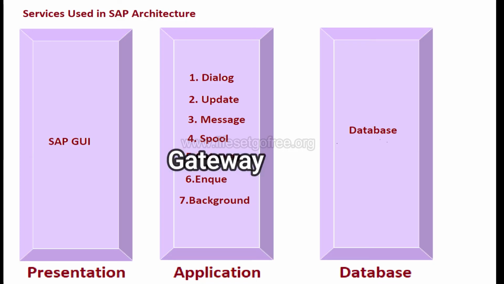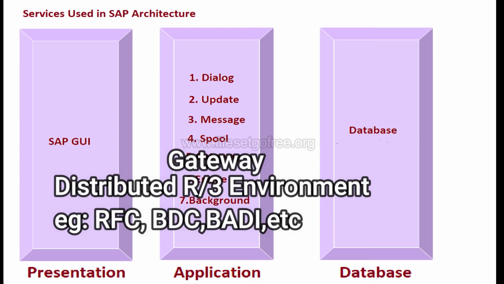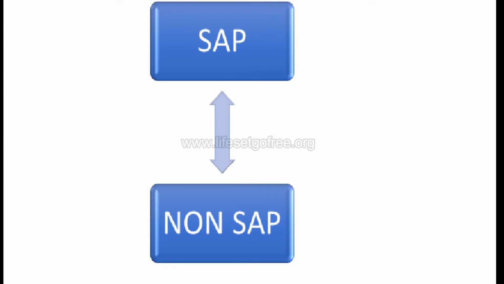And then gateway service. What is a gateway service? It is for the distributed SAP R3 environment. That you will understand later. For the time being, just remember it is an example of RFC, BDC and BADIs. You will understand it when I start the real concepts of SAP. So this is known as a gateway service, that means communication between SAP and non-SAP systems or some enhancements.